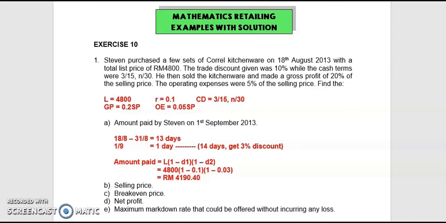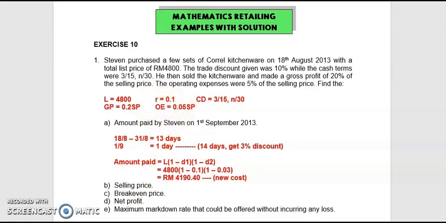Okay, now look at question B. Find the selling price. Okay, so note here that the amount paid here will be the cost for Stephen in order to get the kitchenware. So remember the cost is not 4,800 anymore. So this one will be the new cost. So how to calculate selling price? If you refer here, we have operating expenses. So you cannot use formula SP equal to C plus M, because we have operating expenses here.